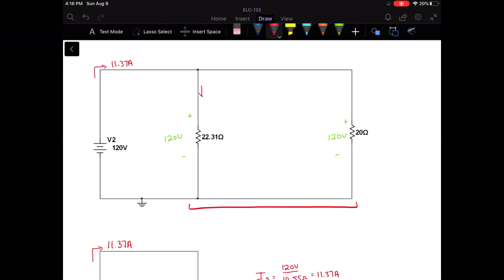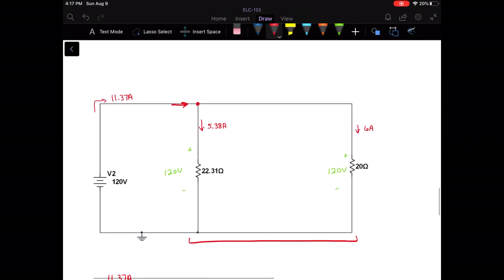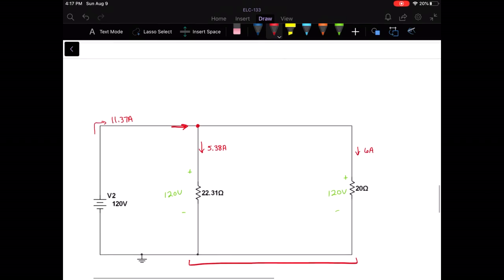So using Ohm's law, 120 divided by 22.31, 5.38 amps. 120 divided by 20, 6 amps. And check as you go through. We've got 11.37 amps coming in, 5.38 leaving, and 6 leaving. That's very close to equal. Probably a rounding error in there somewhere.